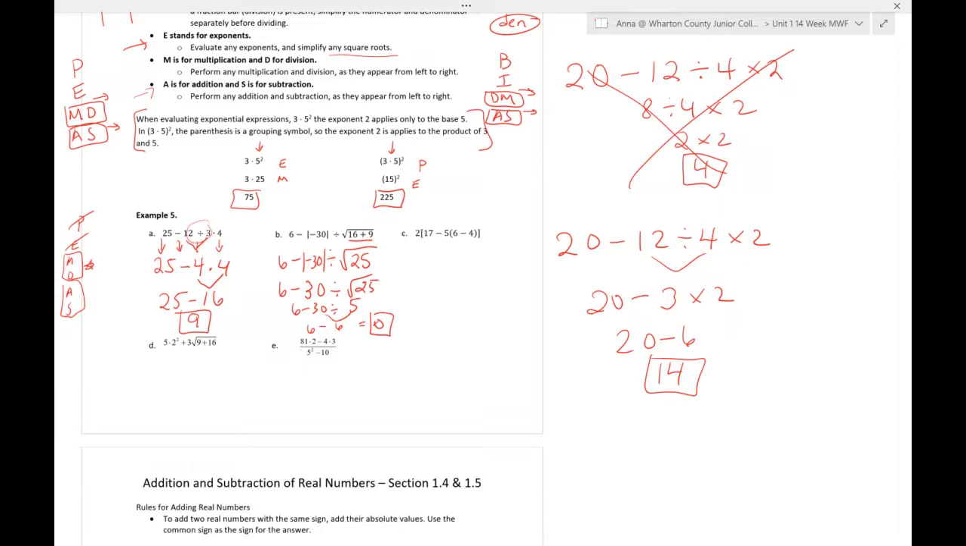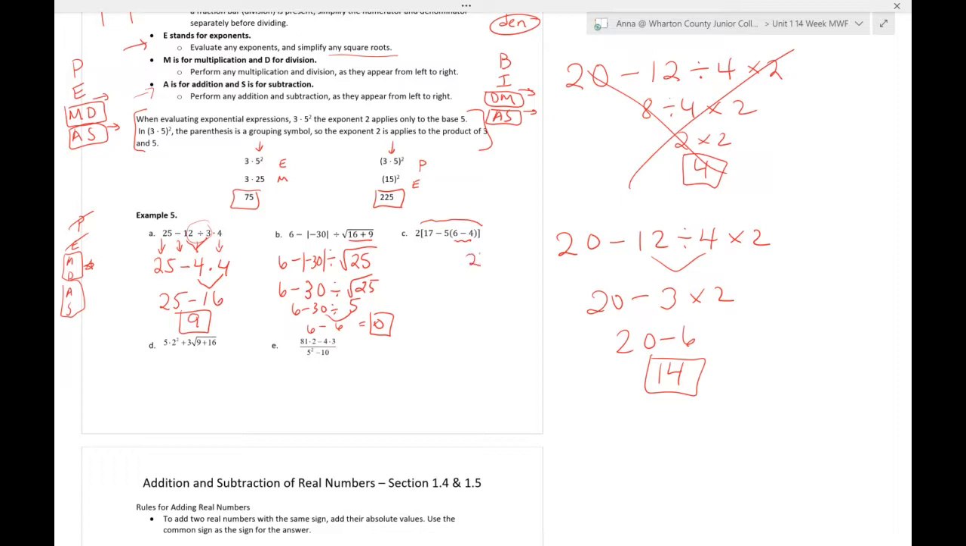Okay, so the next one, we have 2 open bracket 17 minus 5 times open bracket 6 minus 4 close bracket. Okay, that's the fun way to say that. When we have brackets and parentheses, it's like Russian nesting dolls, you want to start with the smallest one. So we want the smallest grouping inside of the other grouping. So we're going to go ahead and perform this 6 minus 4 first.